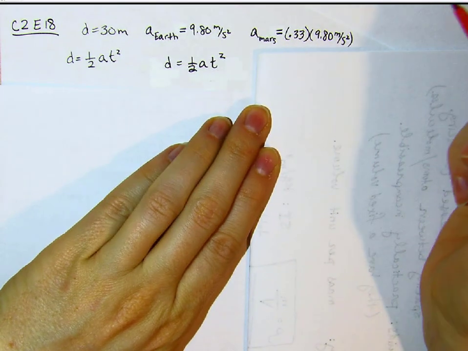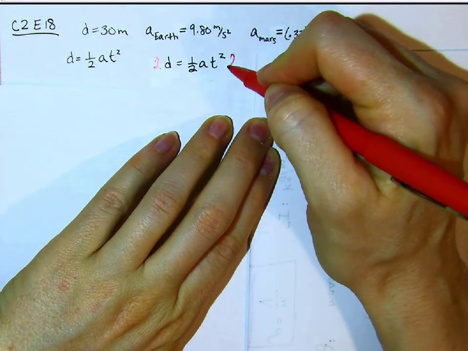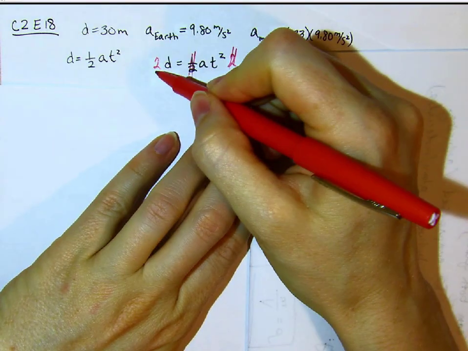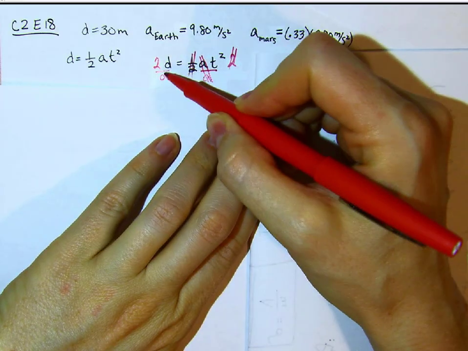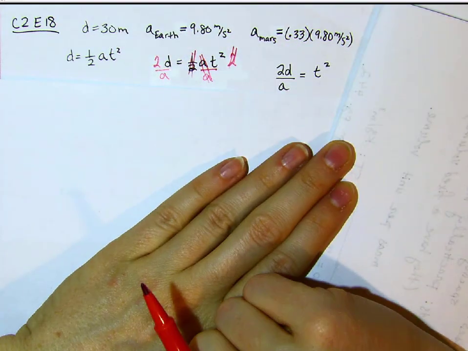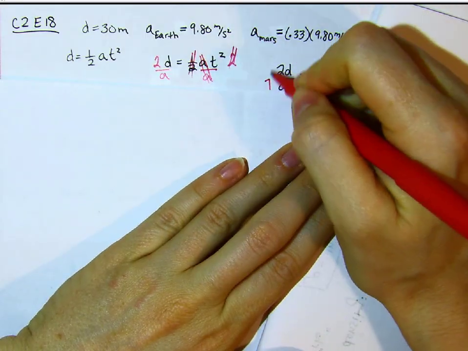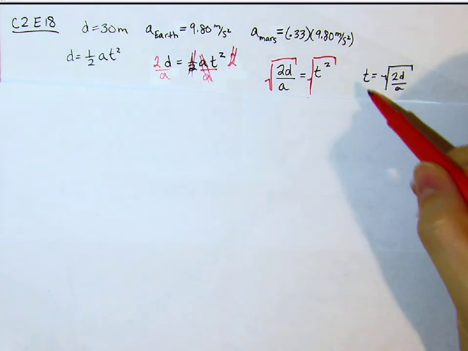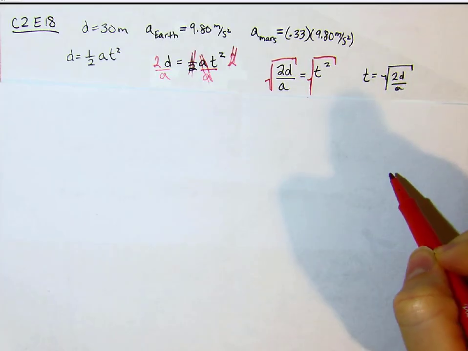So to try to get t all by itself, so I can plug in numbers, multiply both sides by 2. Then the 1/2 will cancel out with the 2. And divide both sides by a. So now I've got 2d over a is equal to t squared. And to get t all by itself without the square, we have to take the square root of both sides. So take the square root of the whole left side and the square root of the whole right side. Then what I end up with is just t, because the square root undoes the square, is equal to the square root of 2d over a.